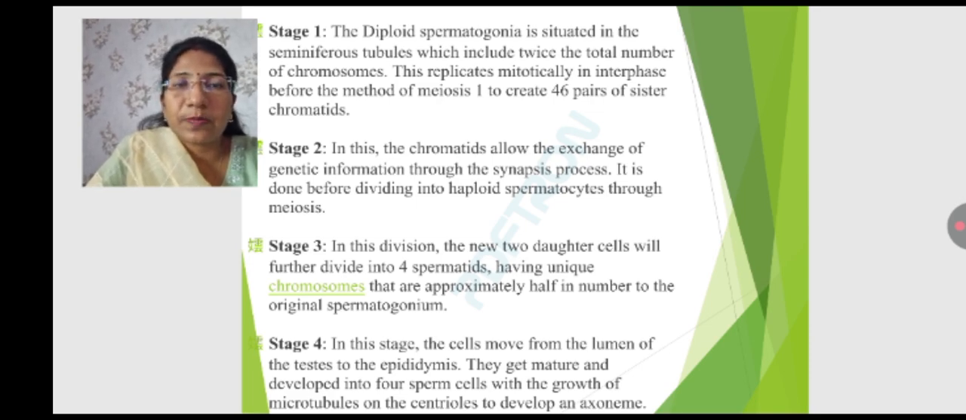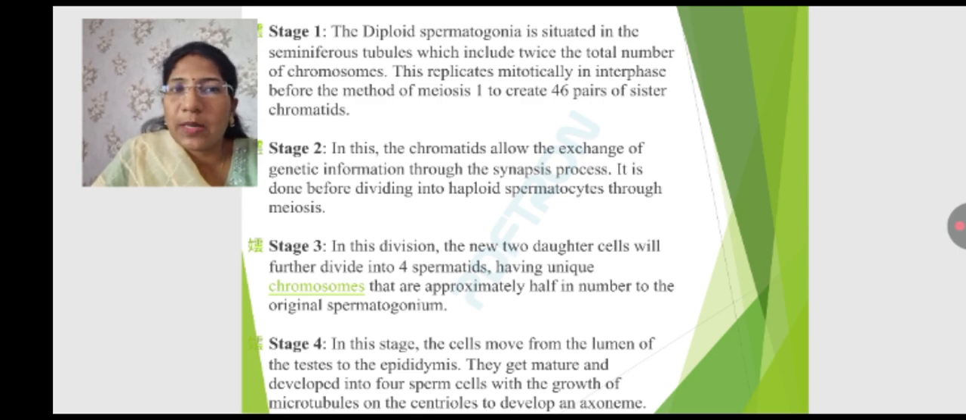In the third stage of cell division, the two new daughter cells are further divided into four spermatids, which have unique chromosomes approximately half in number to the original spermatogonium. In the fourth stage, the cells move from the lumen of the testes to the epididymis. They mature there and develop into four sperm cells, with the growth of microtubules on the centrioles to develop an enzyme.